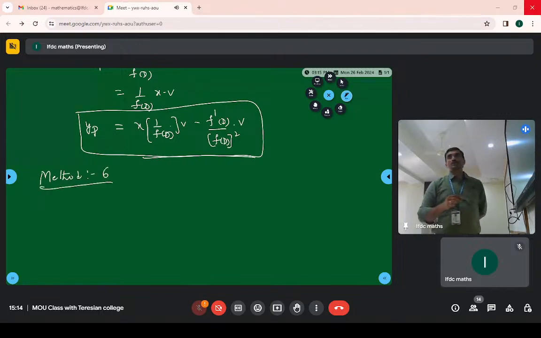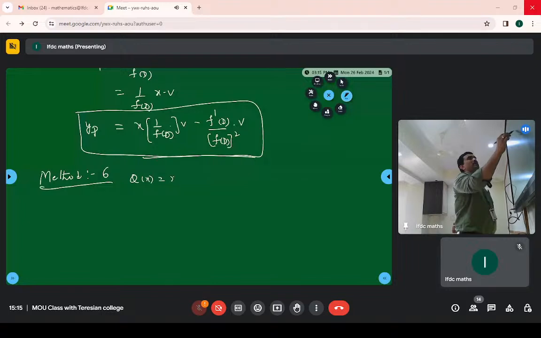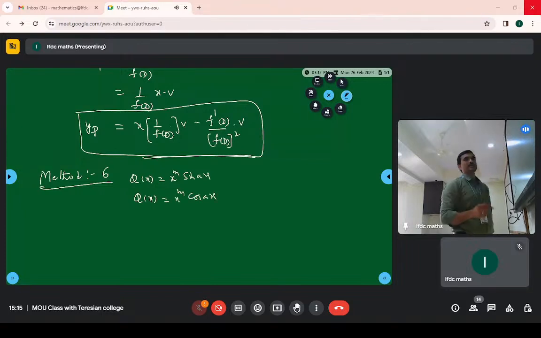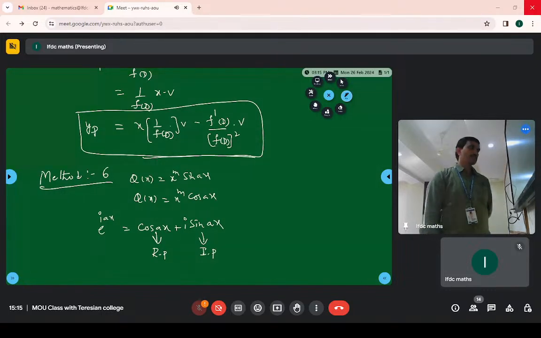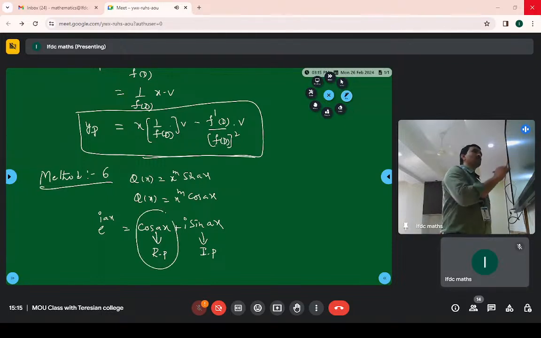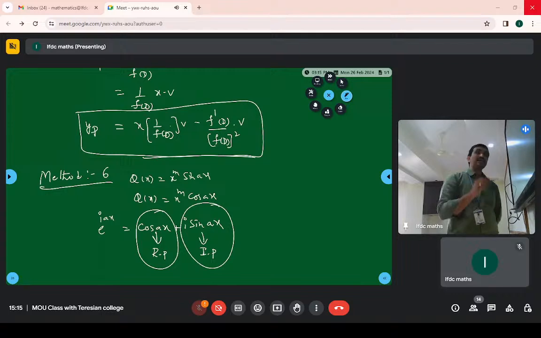So method number 6 is Q of x equal to x power m into sin ax, and 6a and 6b you can take x power m into cos ax. Is it clear? What is the formula for e power ix? E power iax is equal to cos ax plus i sin ax. Am I right? This part is called the real part and this part is called the imaginary part. Is it clear? So now we take a separate formula for cos ax and a separate formula for sin ax. So we need to look into this.